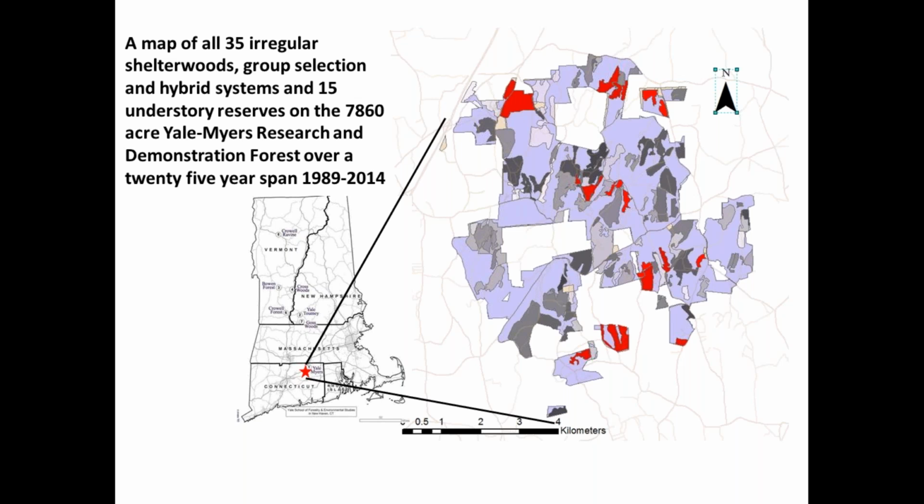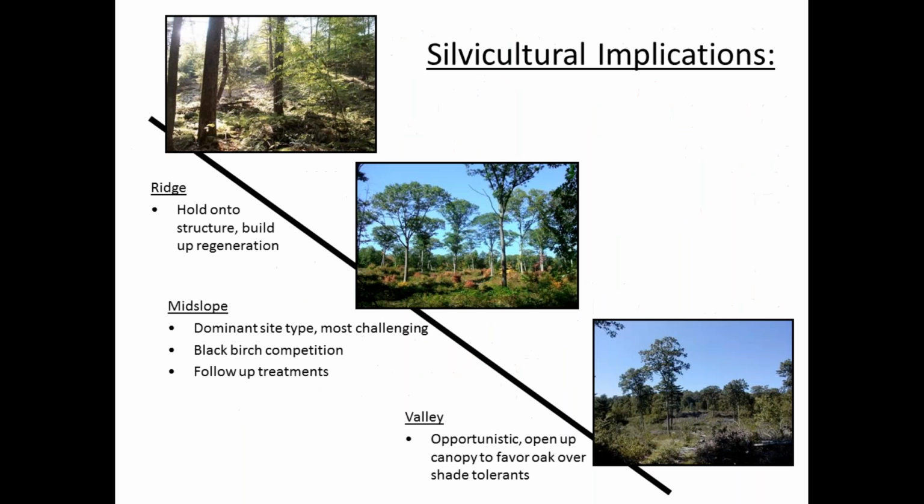And so what we find across our Yale Myers Forest, and it's the red and the darker black that is depicting our different kinds of shelterwood systems, what we find is, yes, you have to be pretty dramatic, and that the nature of being dramatic changes relative to topographic position. As you can imagine, on the valley sites, we can secure oak regeneration, and it's competitive if you really open up those stands.